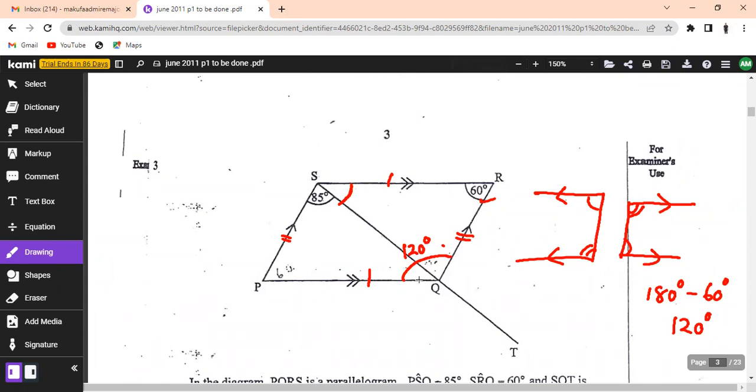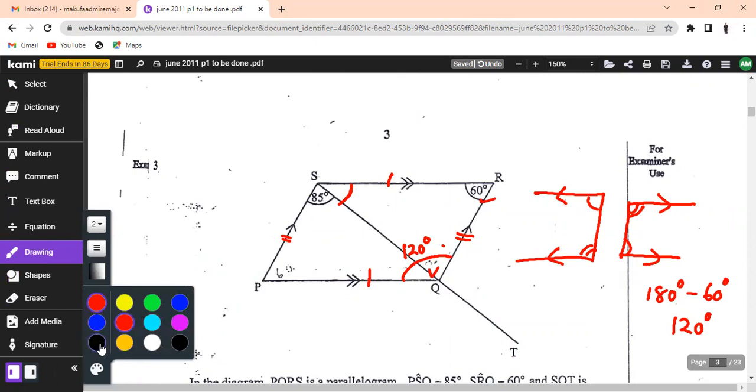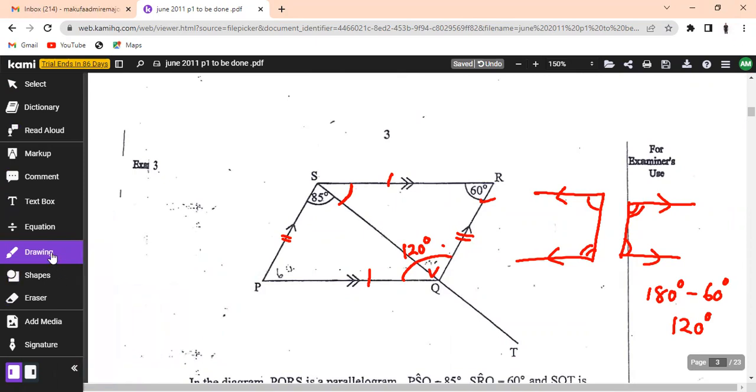Okay, the other thing that we are supposed to know, this is 120 that we represent at Q. So the 120 also is the same. I want you to know these properties of a parallelogram. Let me just indicate them so that they can be clear for us. What you must know is that opposite angles on a parallelogram are definitely going to be equal.